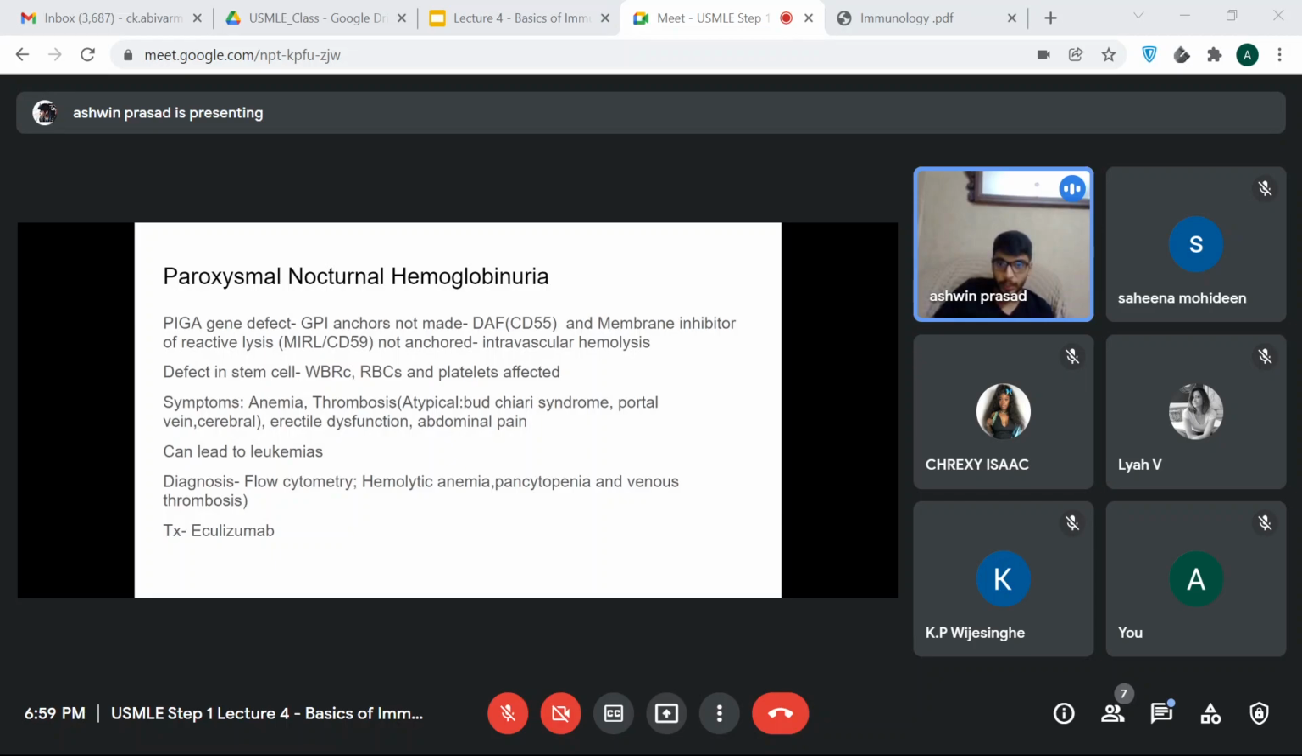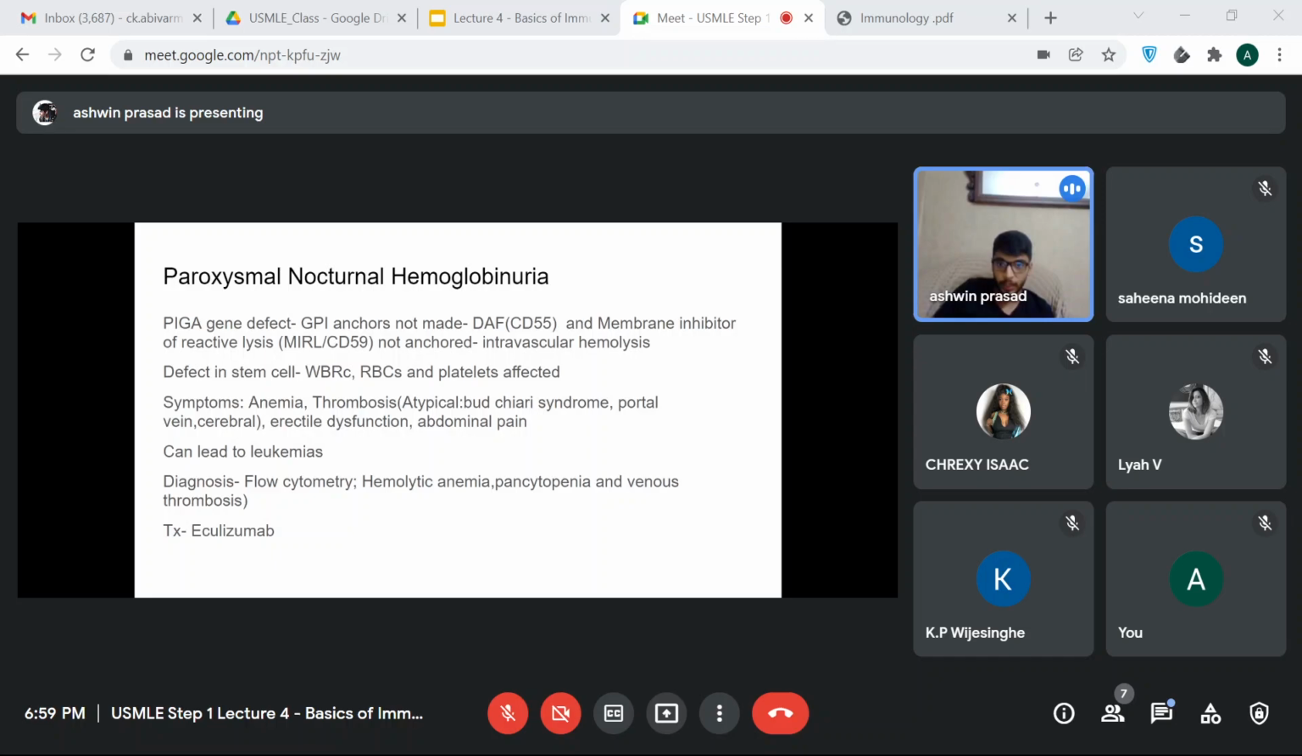there's intravascular hemolysis, as in inside the blood vessel itself. The RBCs, WBCs, and platelets in the blood vessel can undergo rupture because of formation of MAC or activation of other neutrophils or macrophages. Since this defect is in the stem cell, all the cells that are produced in the bone marrow, like WBCs, RBCs, and platelets, can be affected.